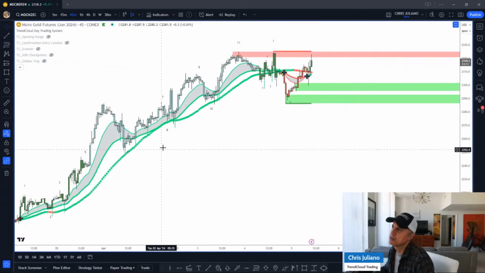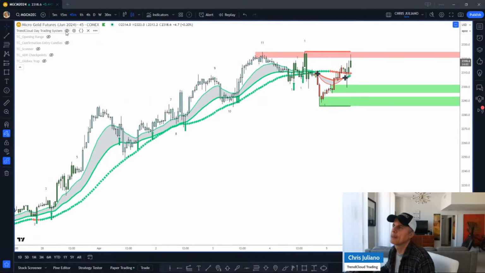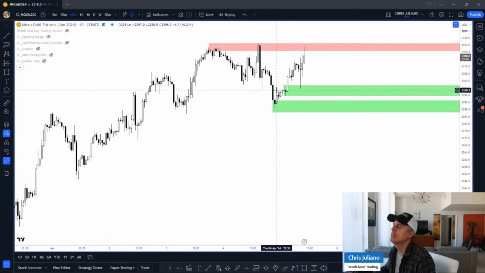45-minute chart. Look at that. That went 11 waves. Pulled back. Recalculation. Pulled right into here. Pulled right into this. Right into here. Yep. Retested this area. Move up. So is this going to be a triple top?